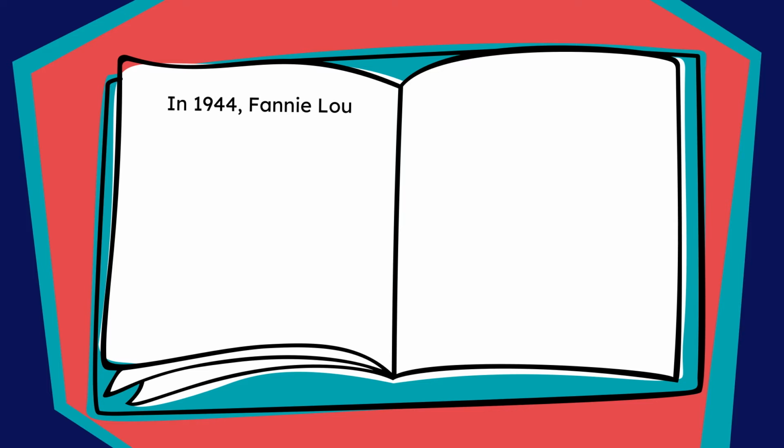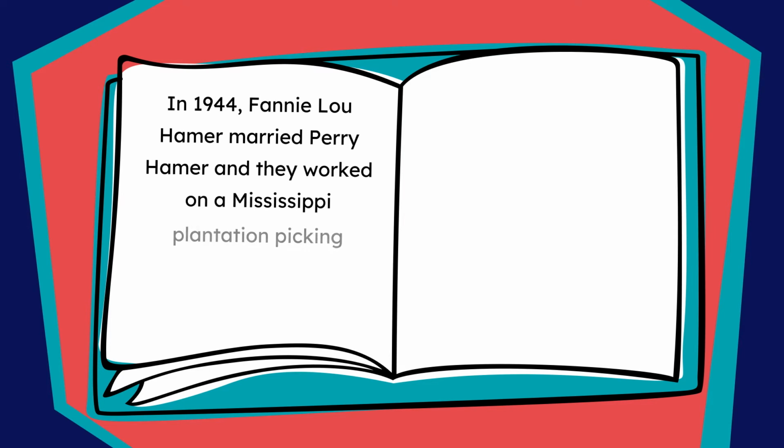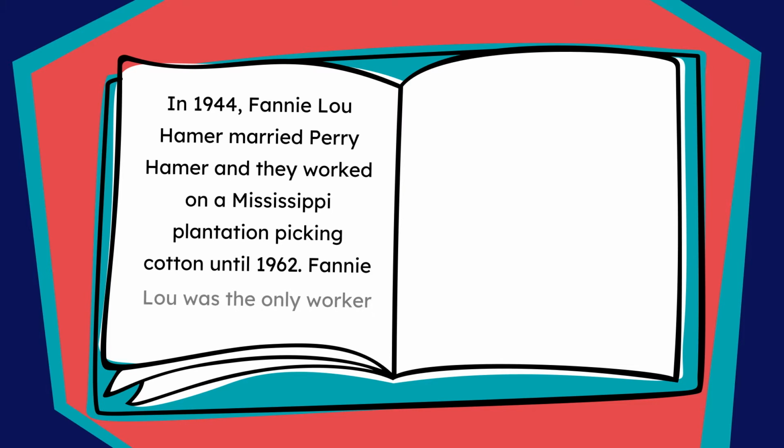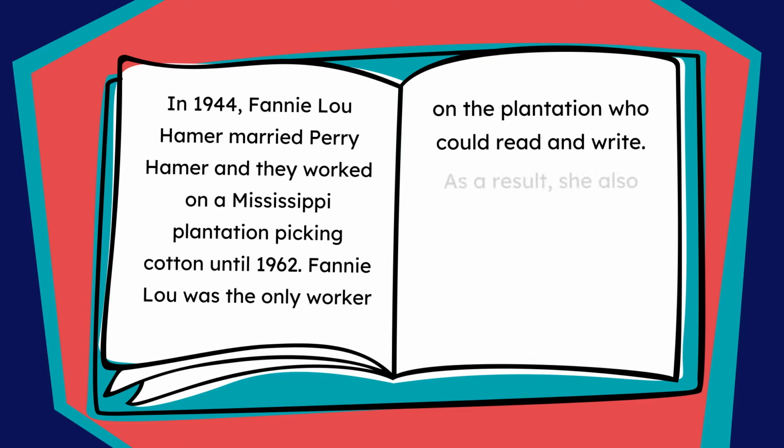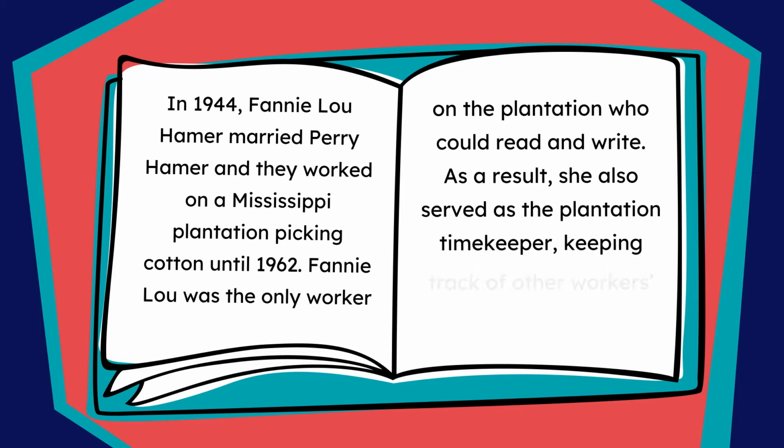In 1944, Fannie Lou Hamer married Perry Hamer, and they worked on a Mississippi plantation picking cotton until 1962. Fannie Lou was the only worker on the plantation who could read and write. As a result, she also served as a plantation timekeeper, keeping track of other workers' hours each day.